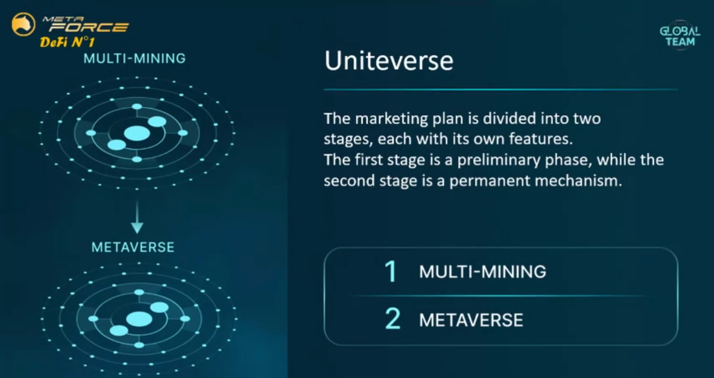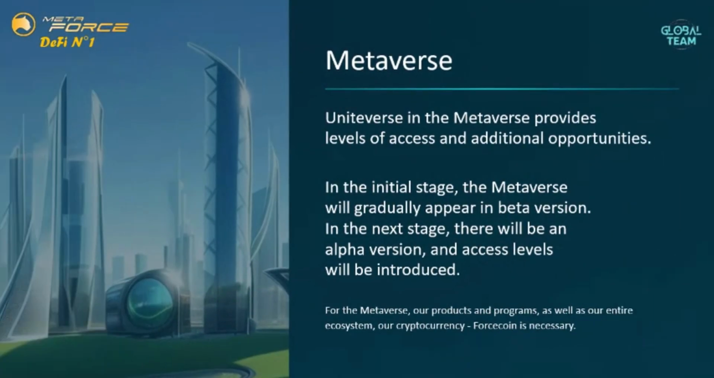The marketing plan is divided into 2 stages, each with its own features. The first is a preliminary phase, while the second stage is a permanent mechanism. Uniteverse in the metaverse provides levels of access and additional opportunities. In the initial stage, the metaverse will gradually appear in beta version. In the next stage, there will be an alpha version, and access levels will be introduced.